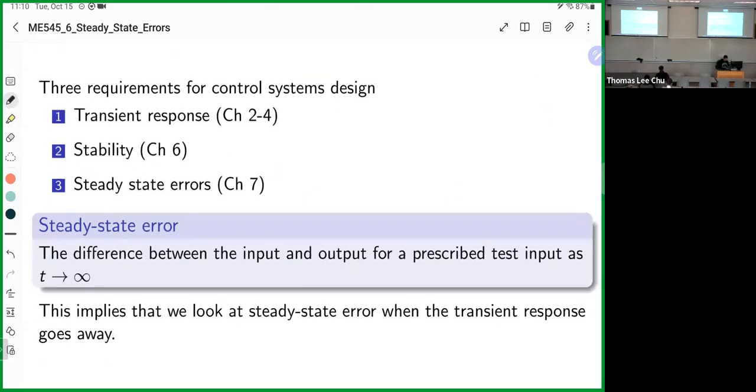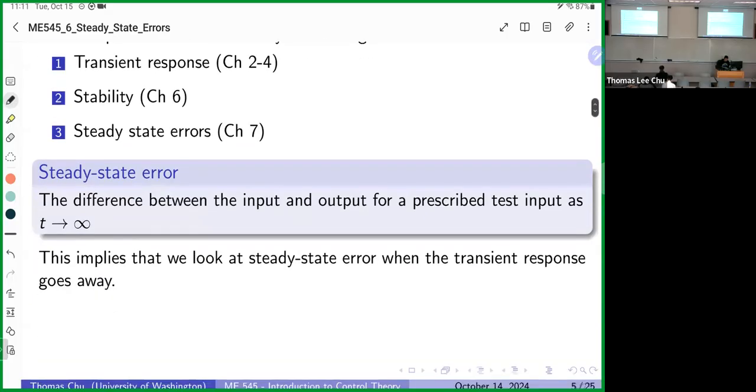Going back to the requirements for control design, think of the transient response that we covered in chapters 2 through 4, and then we just talked about stability. Now we're going to be focusing on steady state errors. Our goal when we have a controller design is maybe to reduce steady state error, maybe make it 0, maybe make it bounded. Sometimes steady state error can grow unbounded, and that's not good. So the design of controllers focuses on controlling steady state errors as well. The steady state error is defined as the difference between the input and output for a prescribed test input as t goes to infinity.